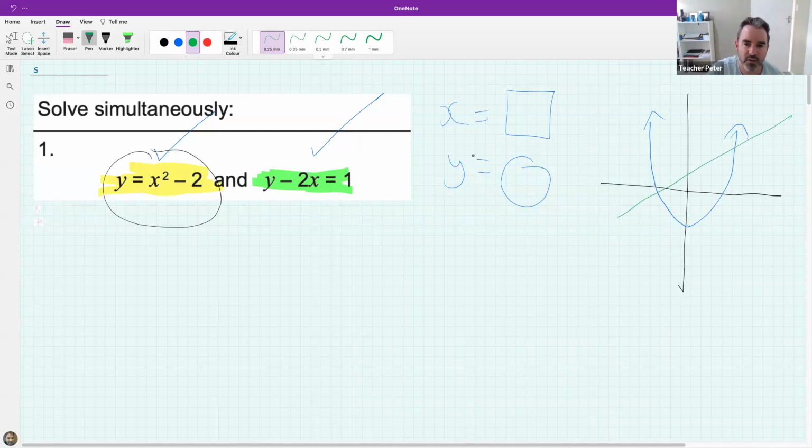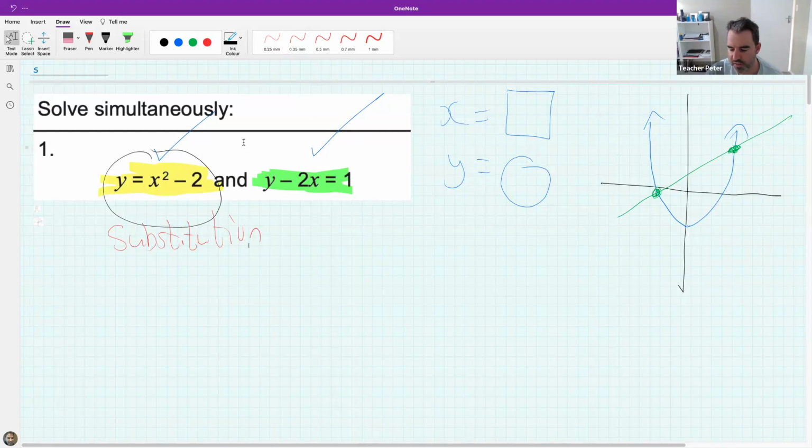And so when we are solving simultaneously, we're actually solving for the place where the two graphs meet each other. Now, we don't know what the answer is, but we know roughly what neighborhood they're in. And so the easiest method, if given a choice, is a method called substitution. What we do for substitution is we choose the easier of the two equations.